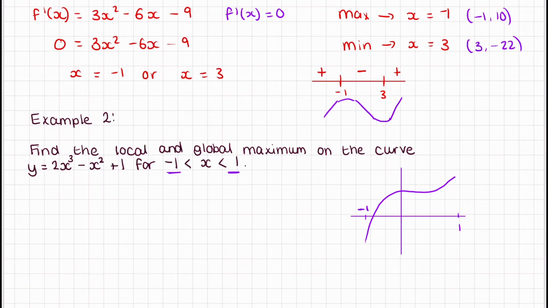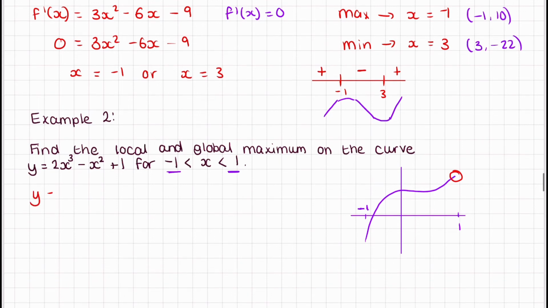Now we can see here then that means our global maximum is at our end point here. That's the highest point on the graph. So you've got a couple of ways of working this out. You can just find it on your calculator, or just put 1 into your y function. So if we put 1 into here, you'll find the answer is 2. So our global maximum would be at 1, 2.